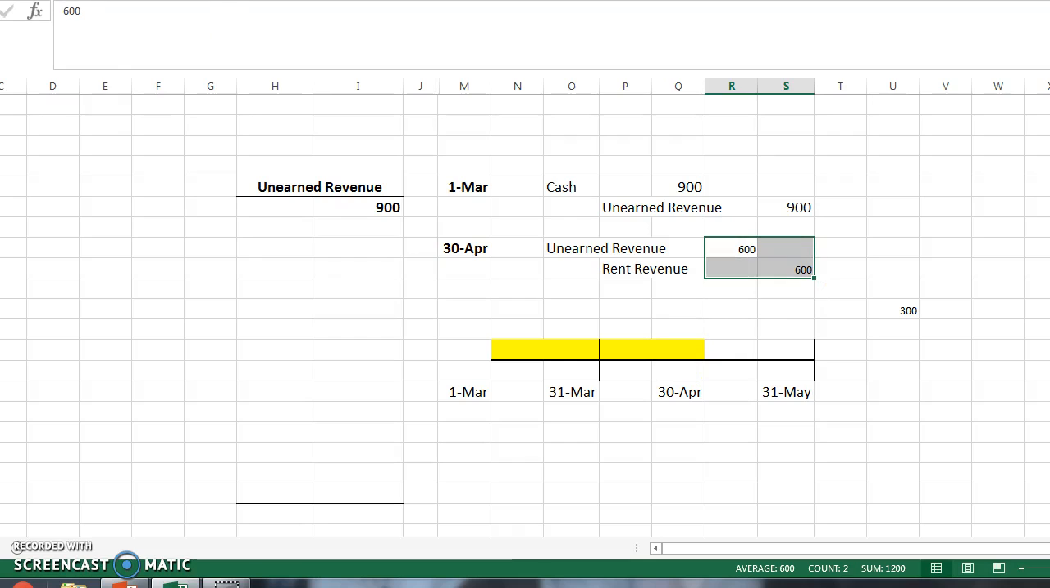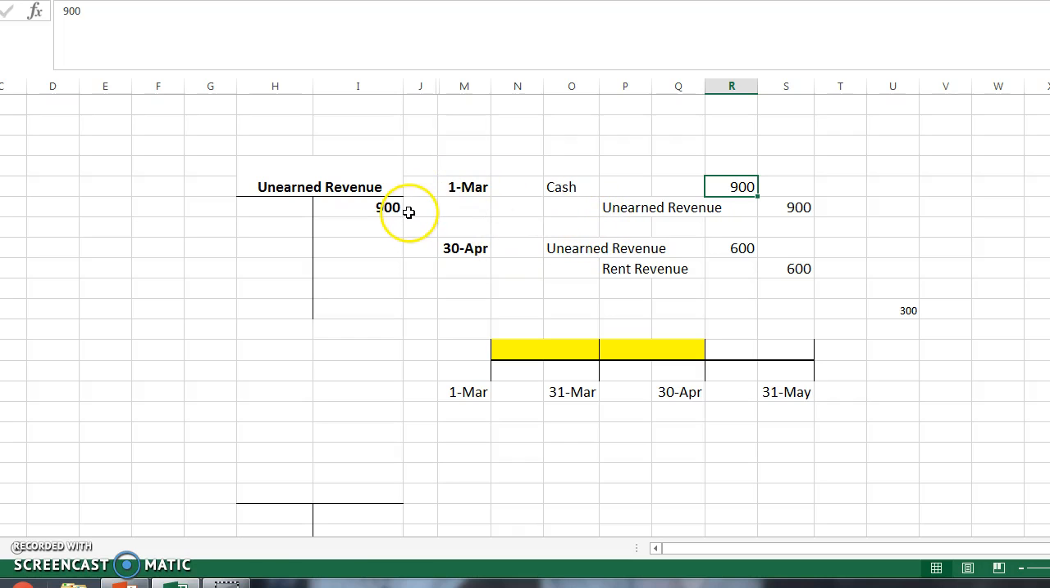Okay, let me just format this a little so it looks nice and even. I'm going to move this over as well so everything lines up. Okay. That's your adjusting entry. Once we post this, now let's go back to our unearned revenue T account.